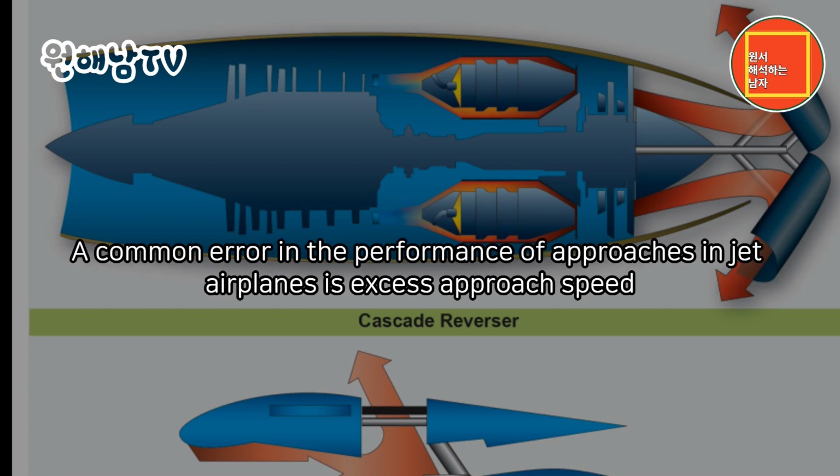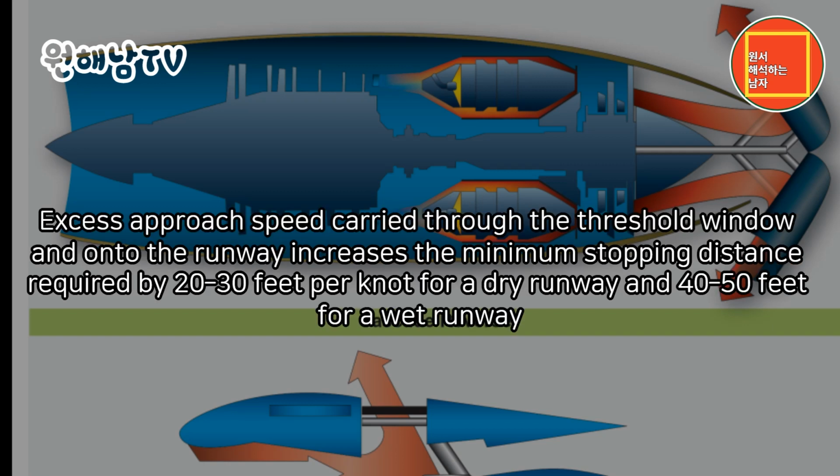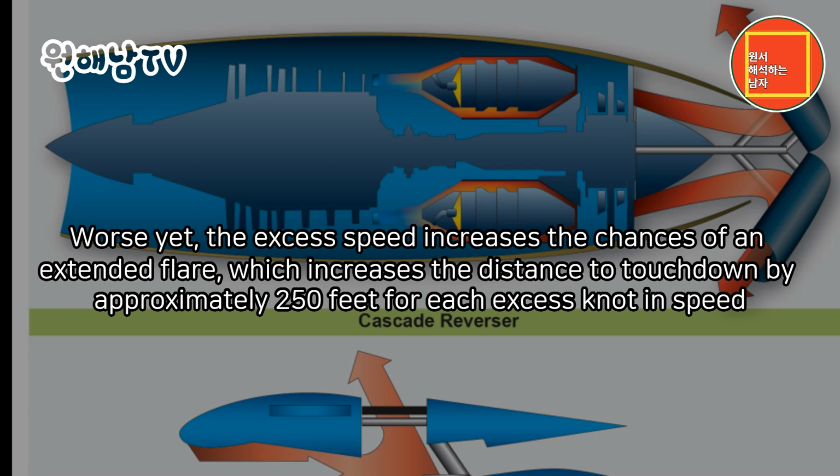A common error in the performance of approaches in jet airplanes is excess approach speed. Excess approach speed carried through the threshold window and onto the runway increases the minimum stopping distance required by 20-30 feet per knot for a dry runway and 40 to 50 feet for a wet runway. Worse yet, the excess speed increases the chances of an extended flare, which increases the distance to touchdown by approximately 250 feet for each excess knot in speed.